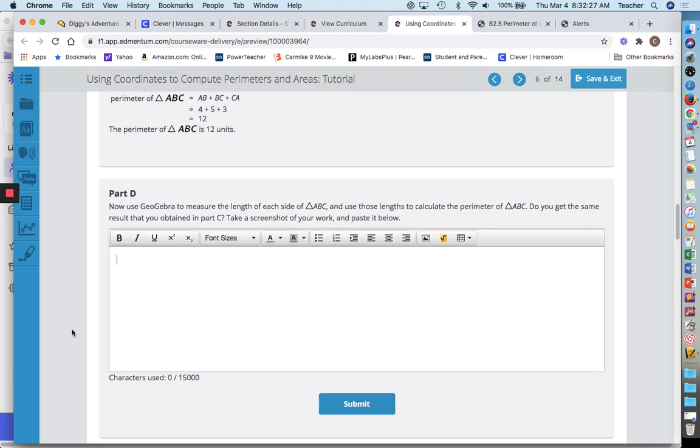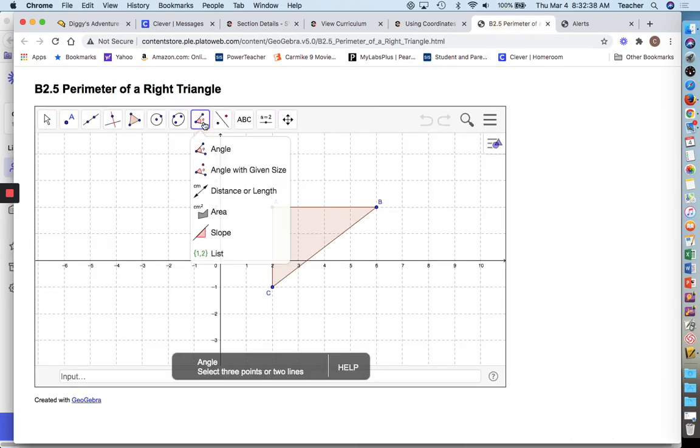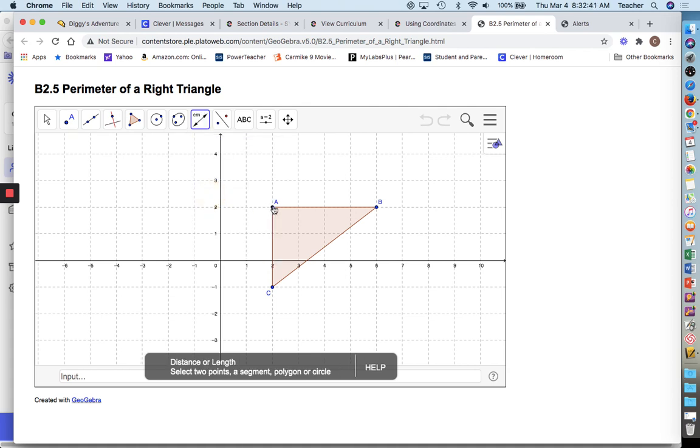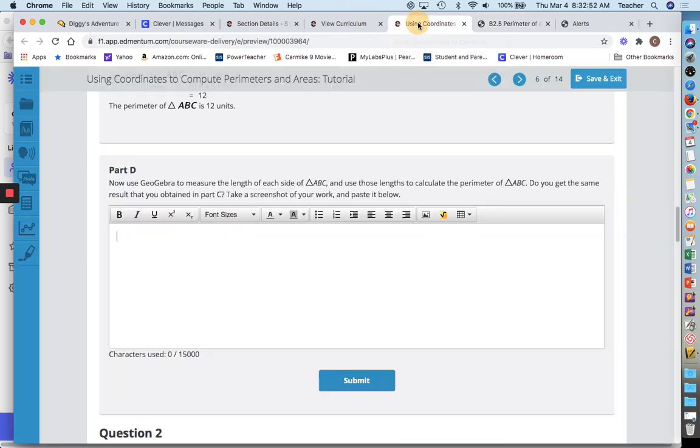All right, cool. Part D. Now use GeoGebra to measure the length of each side and use those lengths to calculate the perimeter. Do you get the same result that you obtained in part C? Take a screenshot. So we're going to find our length. Go up to the angle icon and select distance or length. A to B was 4. B to C is 5. C to A is 3. So yes, 3 plus 4 plus 5 is what I had earlier. 3 plus 4 plus 5 is 12. Yes, they are the same.